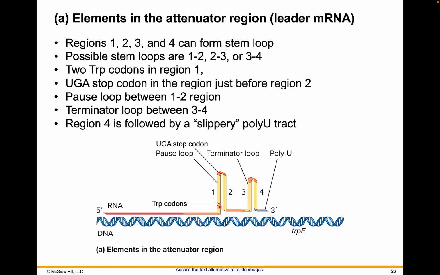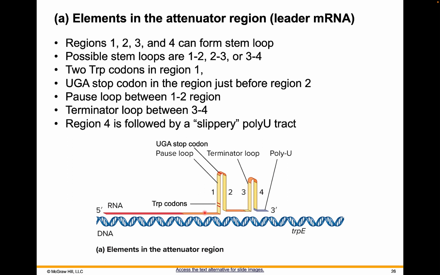And in this region, there are two trp codons, or tryptophan codons, next to each other. One tryptophan codon, another tryptophan codon. Very unusual. Usually, tryptophan is a very rare amino acid, and it occurs on average only about once in every 100 codons. Here, they are just next to each other. And right here, between 1 and 2, you call this the pause loop. There is a UGA stop codon right here. This is the end of the leader.